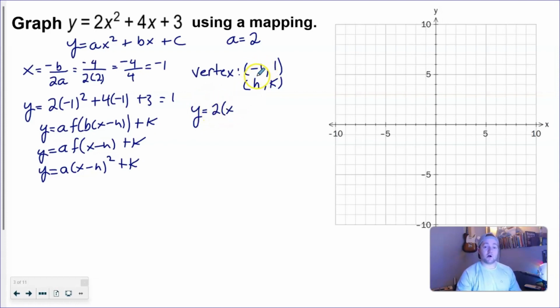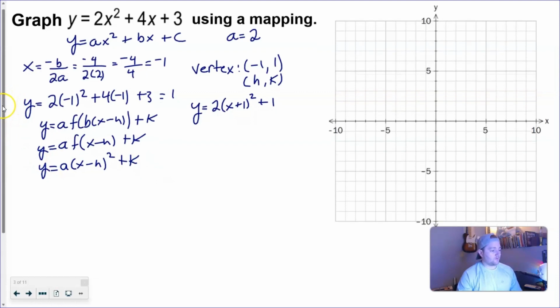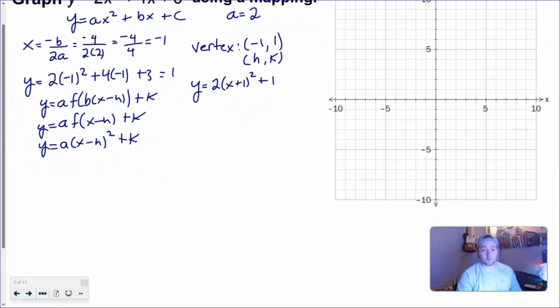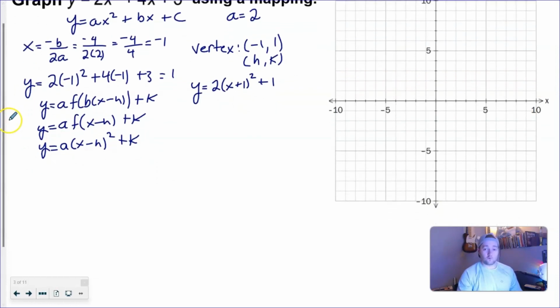2x, remember h always follows the opposite, so it's subtract -1, which is actually +1, squared plus 1. So from this, we're going to write a mapping rule, make a table, and then graph it. So the question is, what table do we actually transform? What we do is we use what's called the base table for a quadratic.